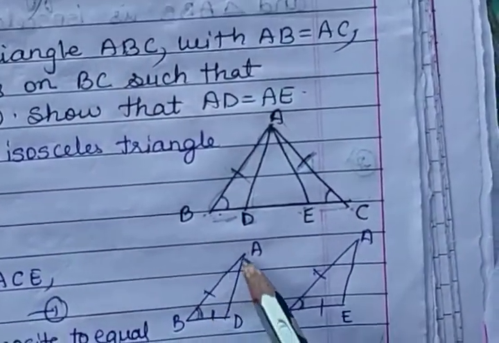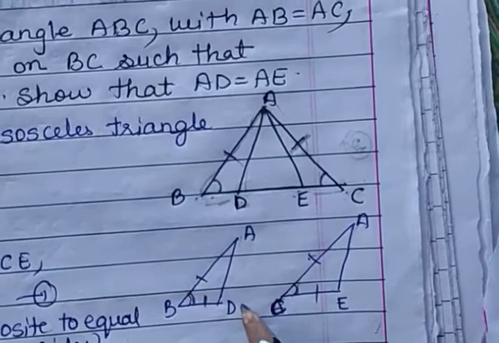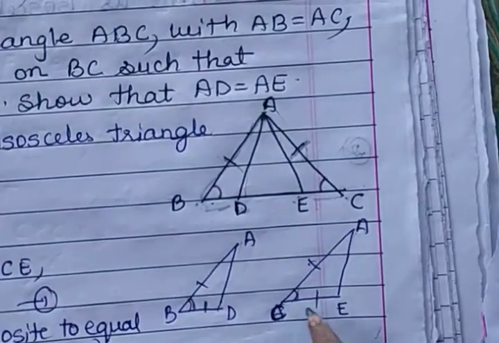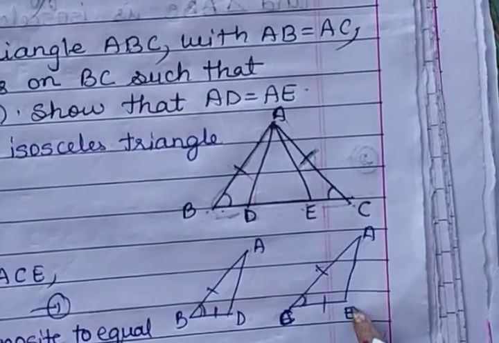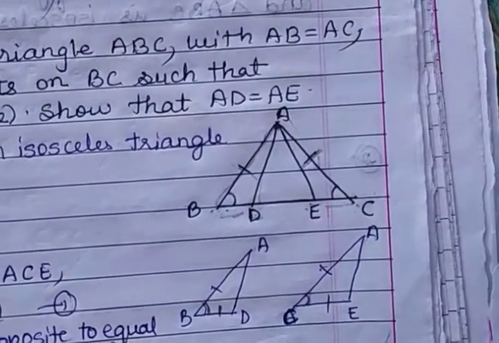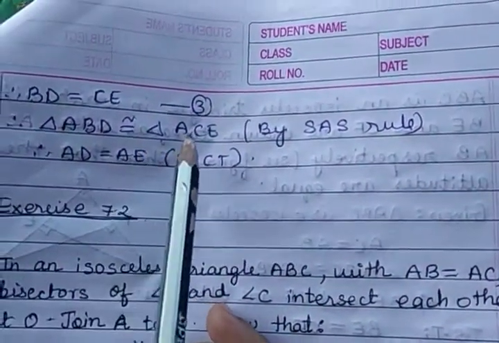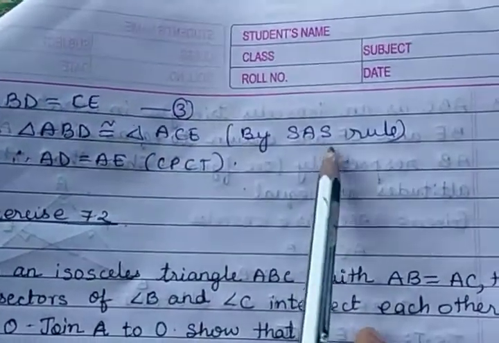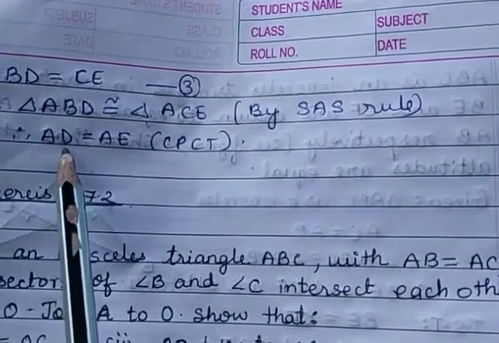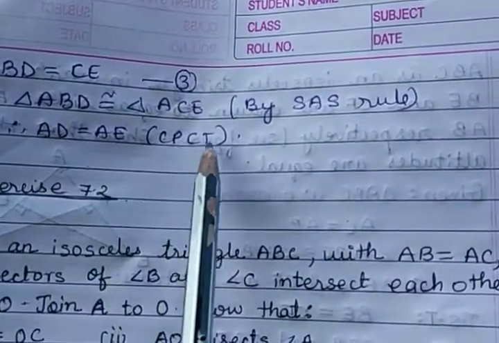So now I can say that triangle ABD is congruent to triangle ACE by which test? By SAS congruency rule. So we got that triangle ABD is congruent to triangle ACE by SAS rule. So I can say AD is equal to AE by CPCT.